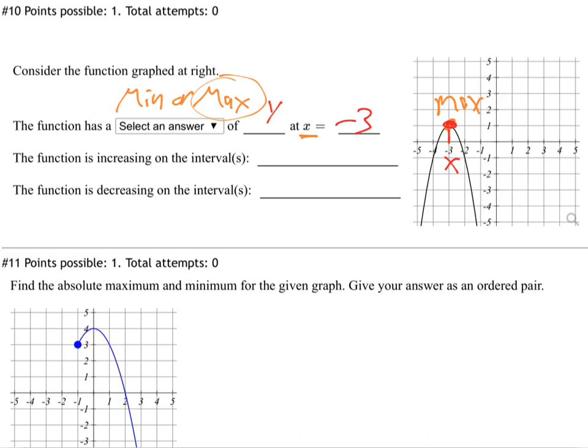And here they want the y value. When they say of something, they want the y value. What's the y value at that dot? 1. Yeah, the y value is 1. He has a maximum height of 1 at x equals negative 3.